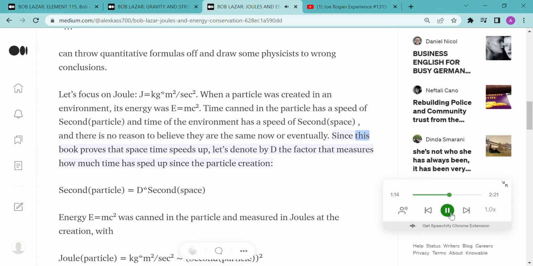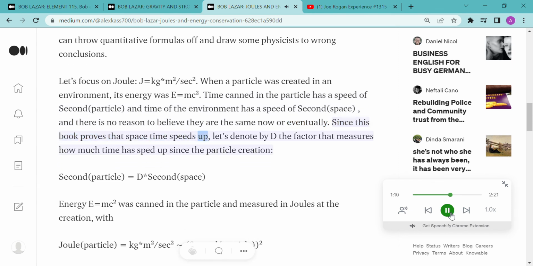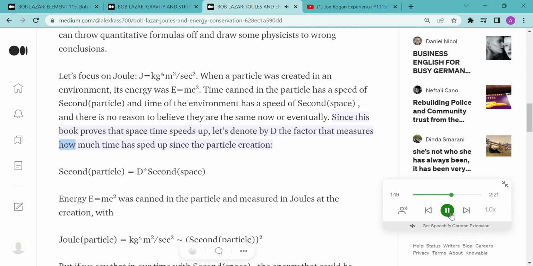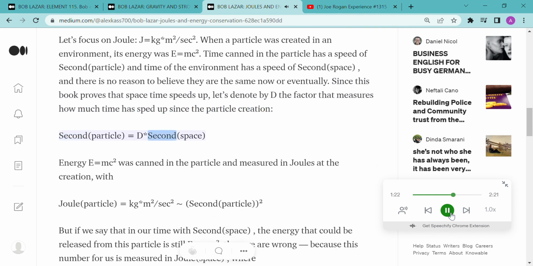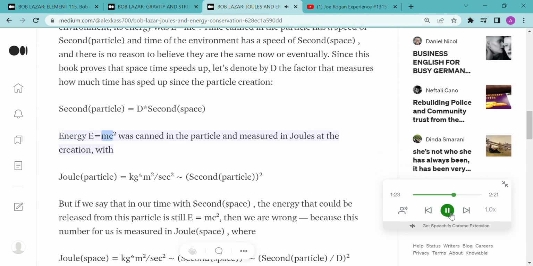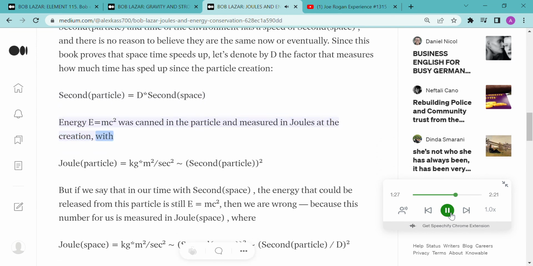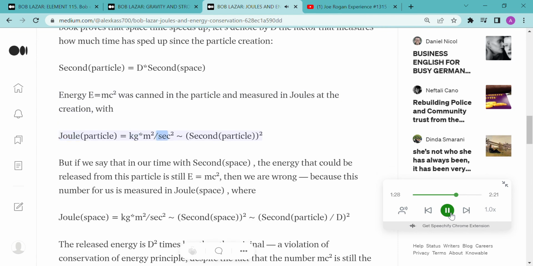Since this book proves that space-time speeds up, let's denote by d the factor that measures how much time is sped up since the particle creation. Second particle equals d second space. Energy E equals mc squared was canned in the particle and measured in joules at the creation, with joule particle equals kg square meter/sec squared, second particle squared.